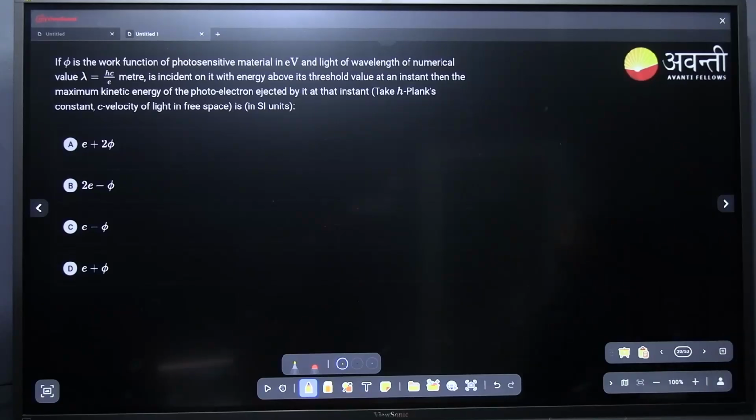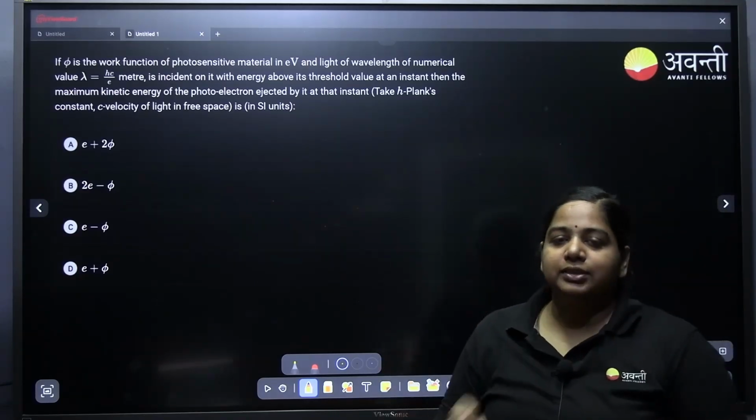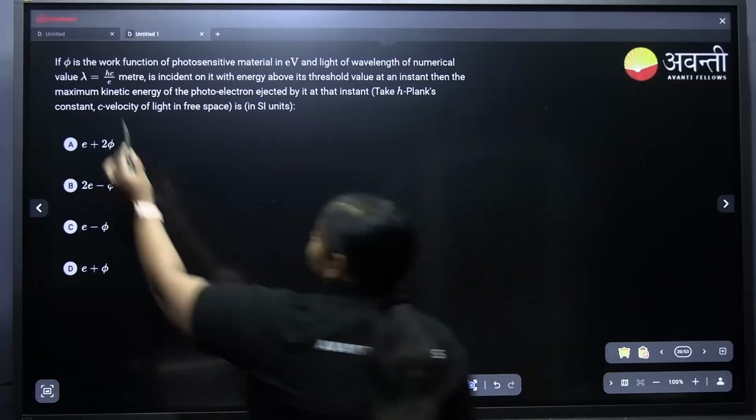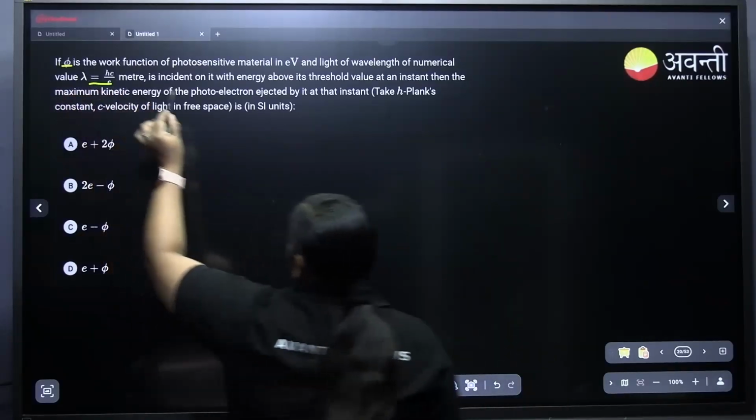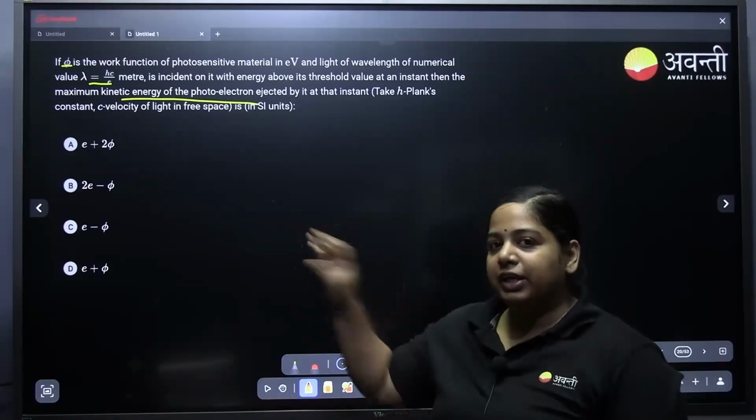Next, if phi is the work function of a photosensitive material in electron volt and light of wavelength of numerical value lambda equal to hc by E meter is incident on it with energy above its threshold value at an instant, then the maximum kinetic energy of the photoelectron ejected by it is. Even though the question is so lengthy, it's very easy. Lambda is given, phi is given. You have to find the kinetic energy of the photoelectron. These are the only things that we need to see.